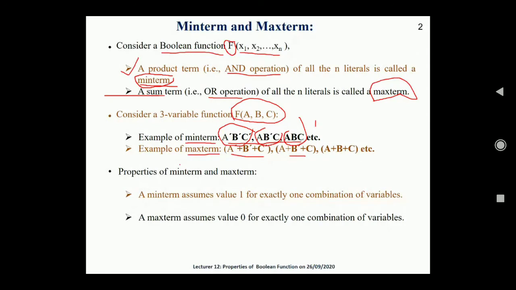So, properties of min terms and max terms, always remember: a min term assumes value 1 for exactly one combination of variables, that means we are using logic value 1. Are you getting my point? And when we are using the max term, it is just the opposite: it takes the value 0 for exactly one combination of variables.